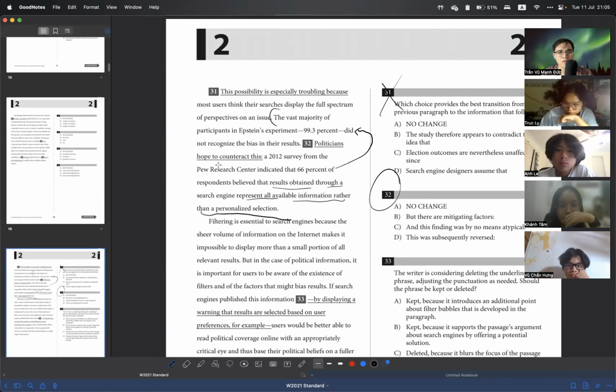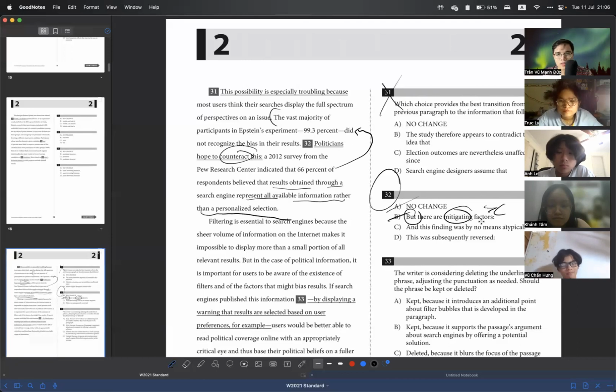So politicians hope to counteract this. This means to fight back. So it's wrong. A is wrong. Mitigating factors, but mitigating, they're just opposite. So D is also opposite because reversed means that it's opposing, opposite. And this is the only one left, atypical.